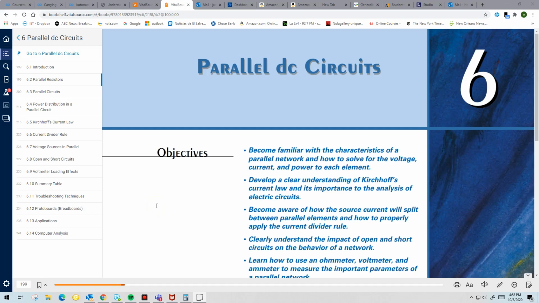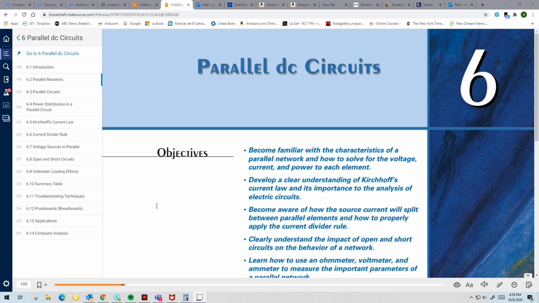Hello and welcome to Chapter 6. We have been studying series connected circuits in Chapter 5, and we took a look at Kirchhoff's voltage law and how that helped us find the voltages around a circuit that is connected in series. So in this chapter, we're going to do something similar, but at the same time different, when we talk about parallel connected circuits.